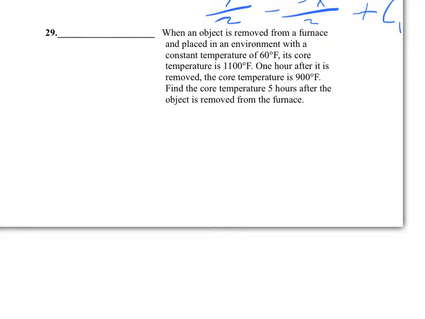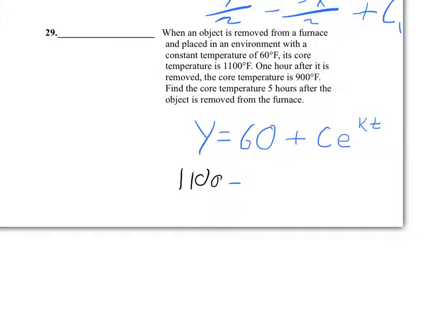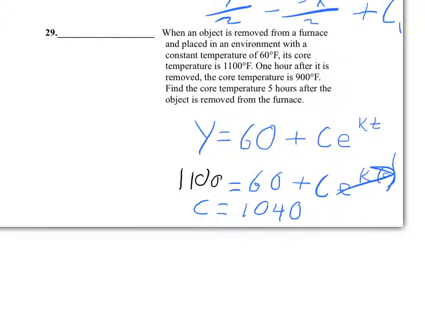Okay, now number 29, Newton's law of cooling. Let's see if we can remember this. I believe it should be y is equal to the air temperature, which is 60 degrees, plus c e to the kt power. So if it was initially at 1,100 degrees, if I let t be 0, let's change that from a y. Let's say that is 1,100 equals 60 plus some number c times e to the k times 0. Well, that means this e part is all 1. So if I subtract 60 from that, c is equal to 1,040.